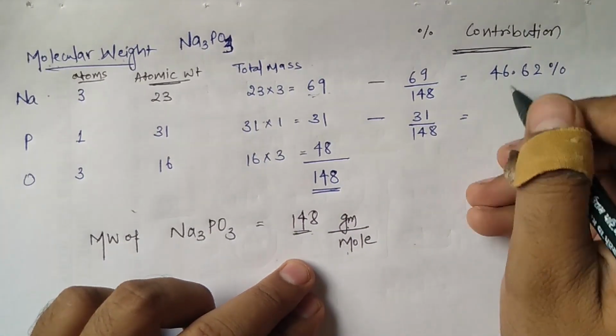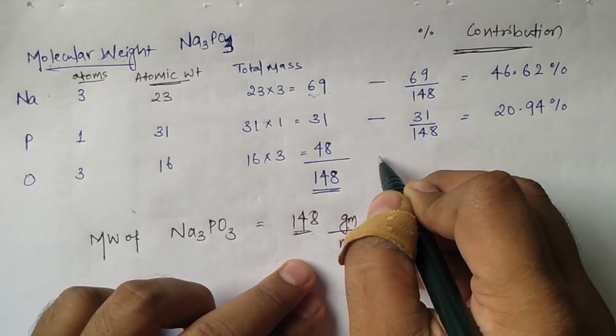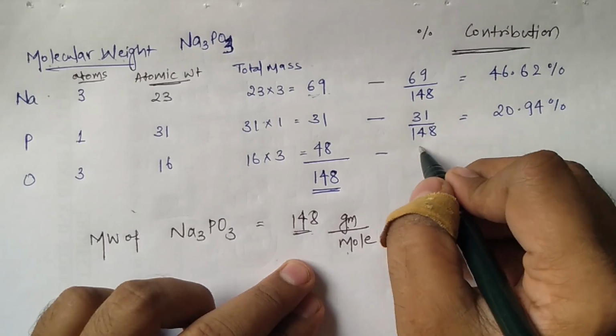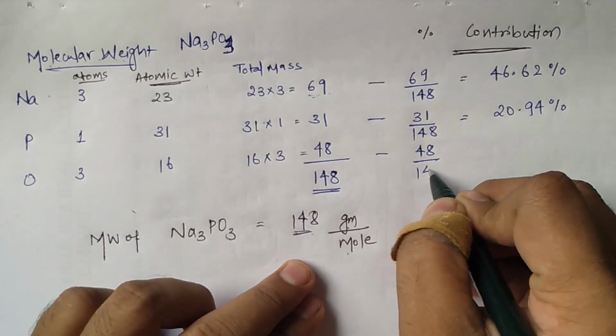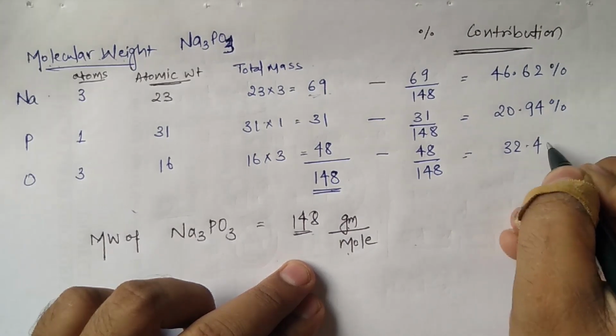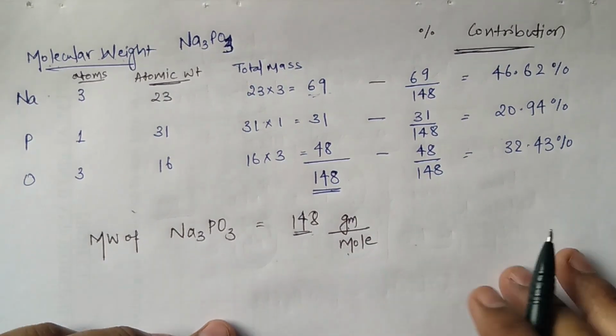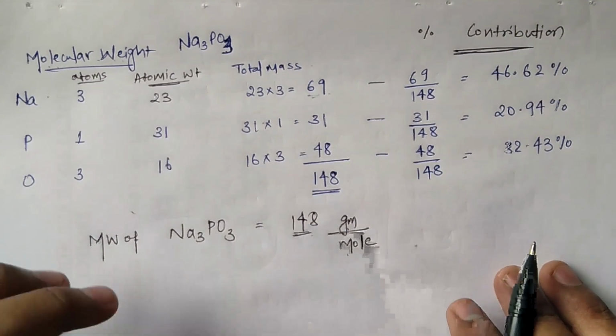Similarly, that of phosphorus is 31 out of 148. So the percentage contribution will be somewhere around 20.94. And this is 48, so 48 divided by 148. So that will be equal to 32.43%. So this is the percentage contribution of each atom in the whole molecule.